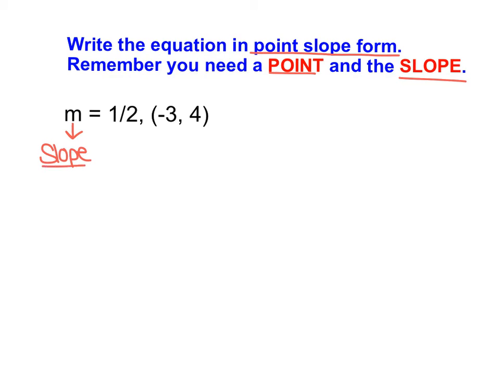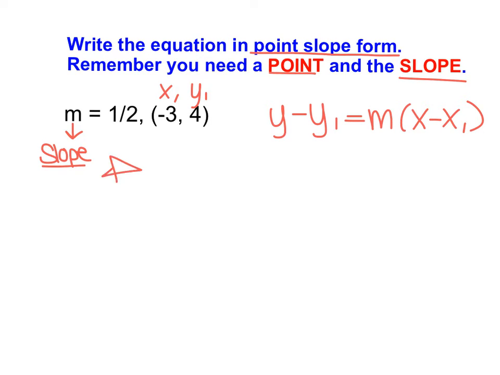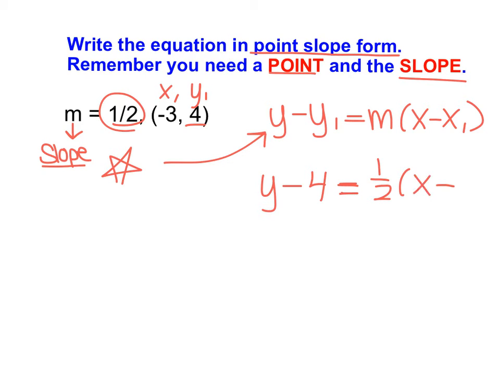So since I have my slope here and I have a point, so I have x1 and y1, I can go and write it into point-slope form. And remember, point-slope form is y minus my y-coordinate is equal to my slope times x minus my x-coordinate. So from here, I'm just going to take the values that I have and substitute them into this equation. So I have y minus my y-coordinate, which is 4, is equal to my slope of 1/2 times x minus my x-coordinate, which is -3.